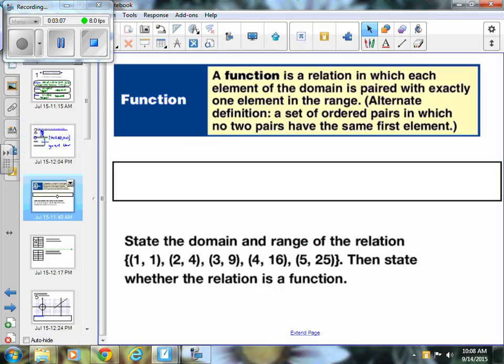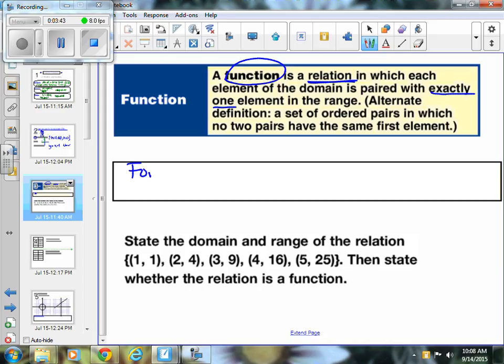Okay, speaking of special kinds of relations, the most important one that we're going to be looking at is a relation that's called a function. So I know you've heard of that term before, but let's talk about what functions really are. So a function is a relation. So that's really important. It is a set of ordered pairs. And then we get this really fancy definition in which each element of the domain. Domain, what does domain mean? Well, that's x. So each x is paired with exactly one element in the range. So element in the range just means what is range? That's y. So each x is paired with exactly one y.